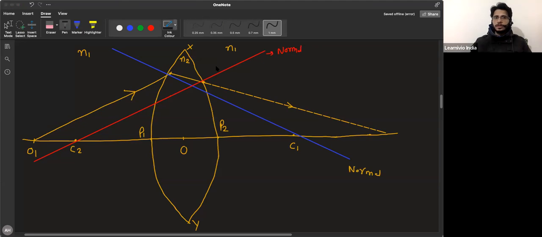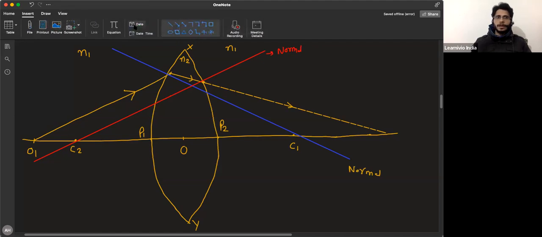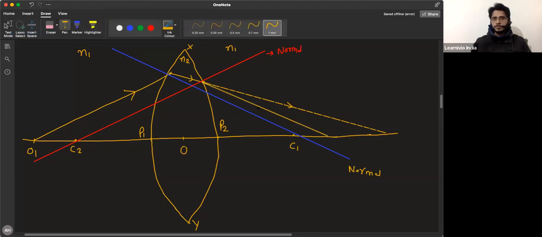But see, this ray will again get refracted. And this time it's moving from denser to rarer. So this is the original direction of the ray. This is the normal. This ray will bend away from the normal. So it will bend in this way, away from the normal. So this will be your final image. So this is your object, and this will be your final image.